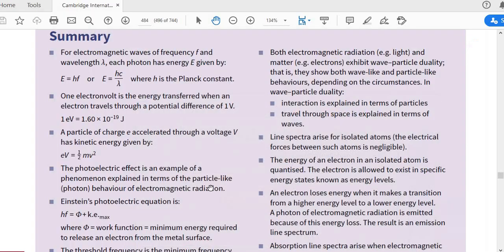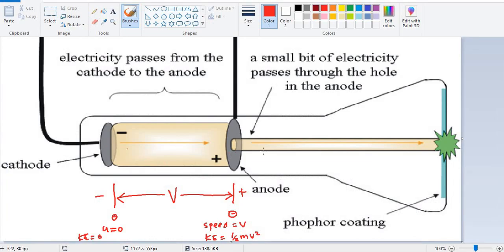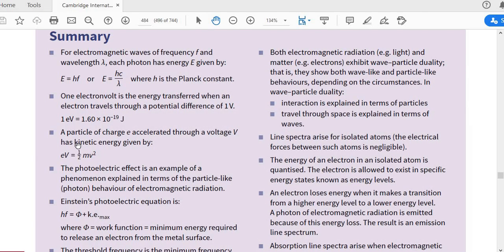So that's how we write this. eV equals half mv squared. A particle of charge e accelerated through a voltage V. Now in this case we say the voltage here is, let's say, V. Then it will have kinetic energy given by this.